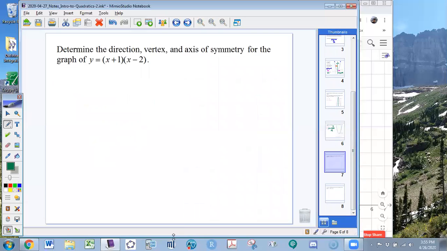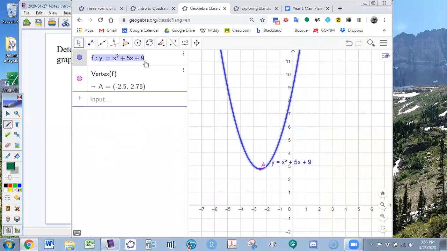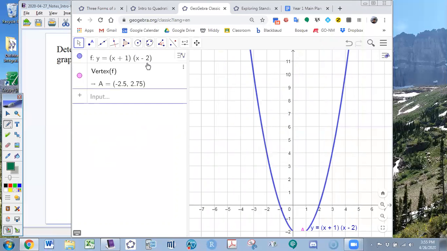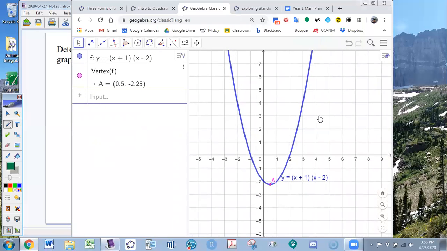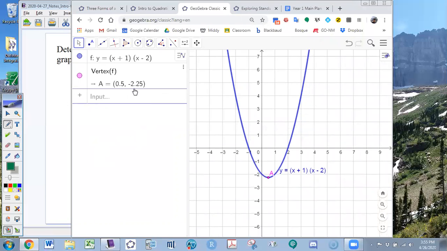A couple more here. Try to get through these quickly. I have y equals x plus 1 quantity times x minus 2. Now I see that my vertex is at +1/2 and -2.25. The fact that I'm getting halves and quarters here again is just somewhat of a coincidence of the fact that I've been writing these to have sort of nice numbers in them. We're going to see in a bit that that's not always true.